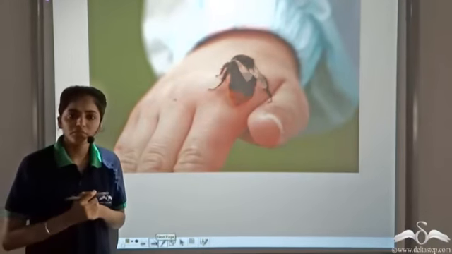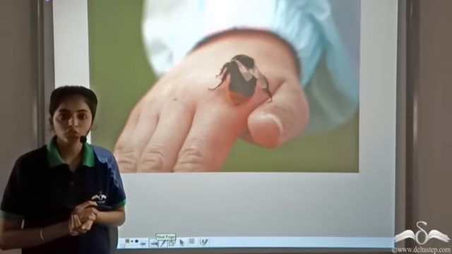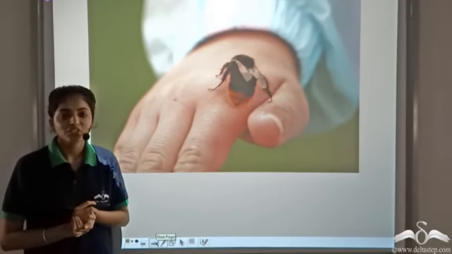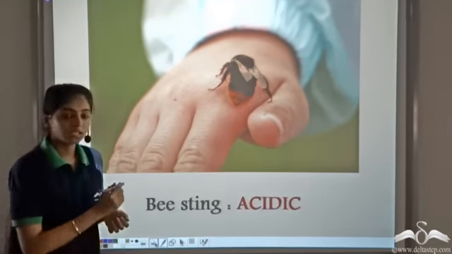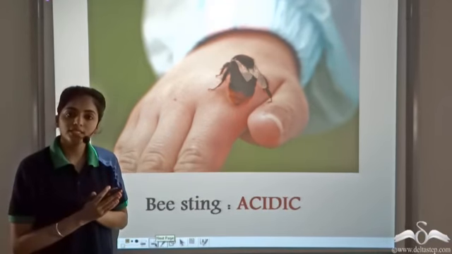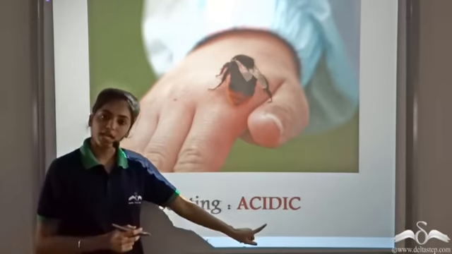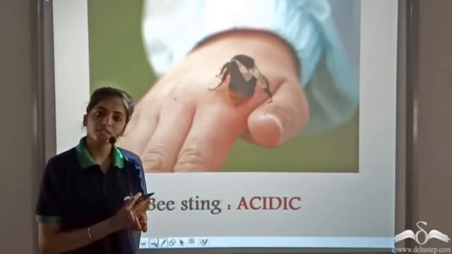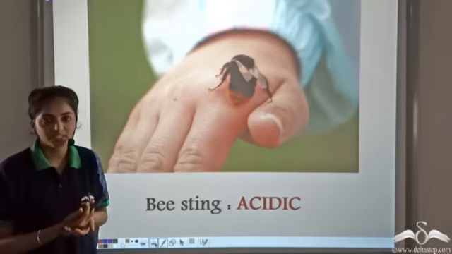What happens if you get a bee sting and you do not have any medicine with you? You cannot rush to the doctor immediately. So let me give you a tip. Bee sting is acidic in nature. We know acid and base, they give a neutralization reaction. So if bee sting is acidic, we need some substance which is basic in nature. What is readily available at home which is basic in nature?